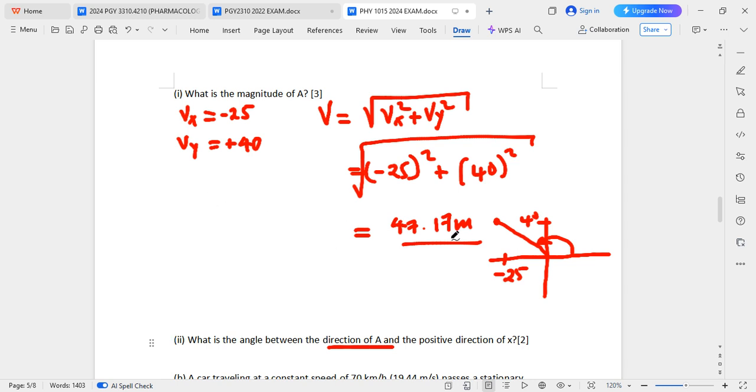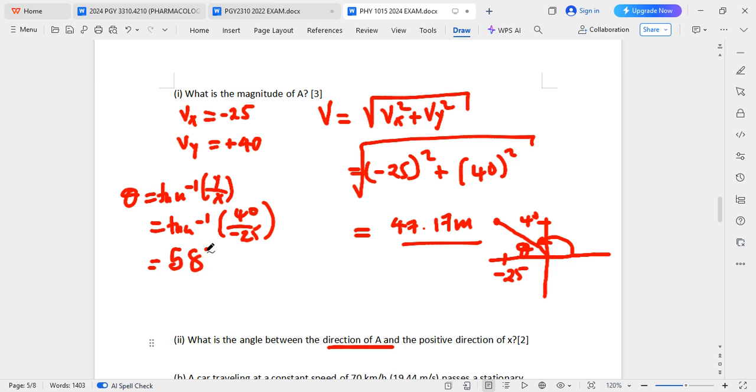So how can you find the angle? The first thing is for us to find this angle here. So we'll say theta is given by tan inverse of the y component over the x component. And that will be tan inverse of 40 over negative 25. So simply punch that on the calculator. It gives us 58 degrees. So this is the angle here.